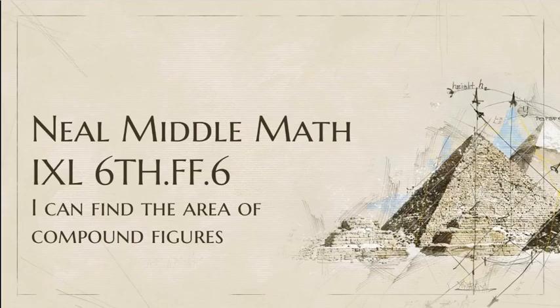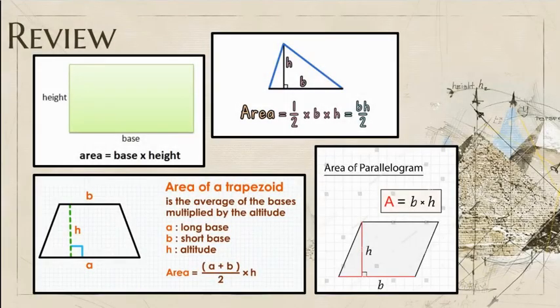Today we're learning how to find the area of compound figures. As a quick review, remember that the area of a rectangle is base times the height. The area of a parallelogram is base times height. The area of a triangle is half of the base times height. And the area of a trapezoid, it's like a triangle, but there's two bases, is base 1 plus base 2 added together, and then times the height, and then divided by 2.